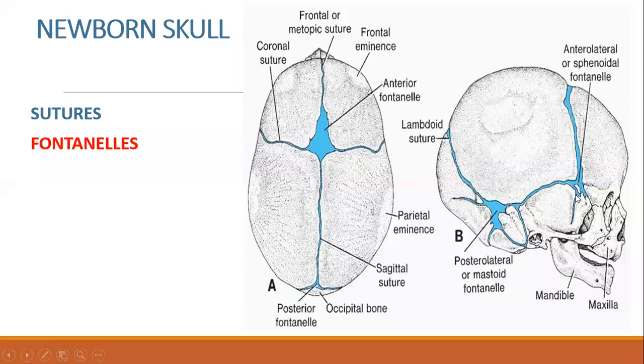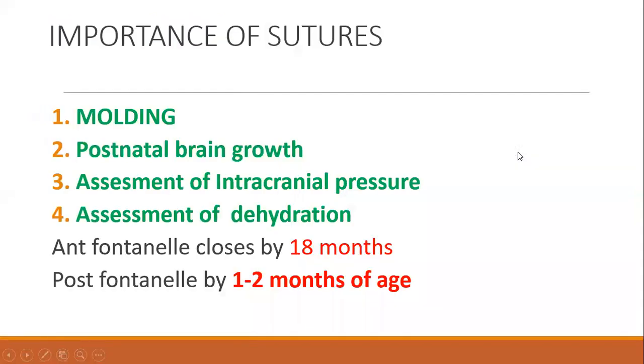And then you have two anterolateral fontanelles, the sphenoidal fontanelles on both sides of the skull, and two posterolateral fontanelles, the mastoidal fontanelles on both sides of the skull. So 4 of these and 1 and 2, 6 fontanelles in the newborn skull. Why is there a need of these fontanelles and these sutures?